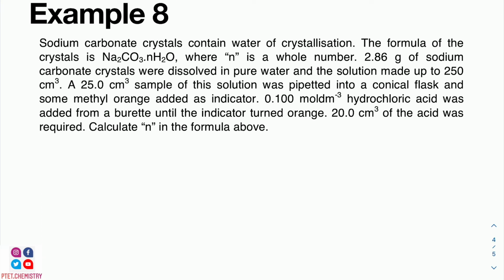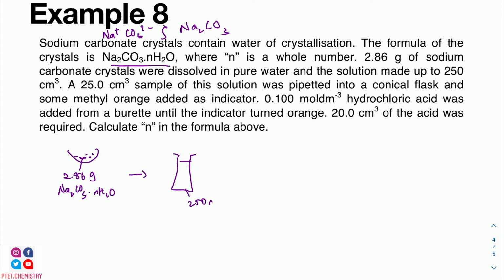So moving on to the next question, which is sodium carbonate. I talked earlier about getting the formula correct. So there's Na2CO3 there. Oh, they actually give you the formula there. Okay, never mind. What do I have? I have 2.86 gram of Na2CO3 dot nH2O. You make it up to 250 cm cube. My diagrams are always quite bad, but at least I know what I'm talking about. From this, you take out 25.0 cm cube using a pipette, I will assume. Yeah, here you go, pipette.